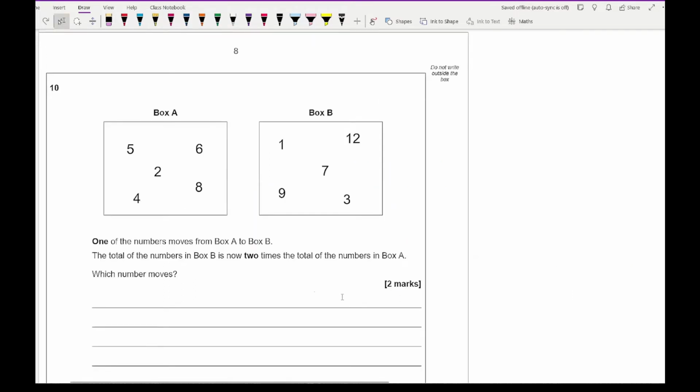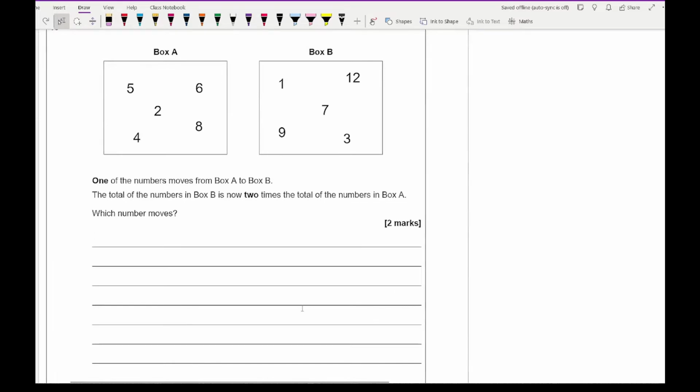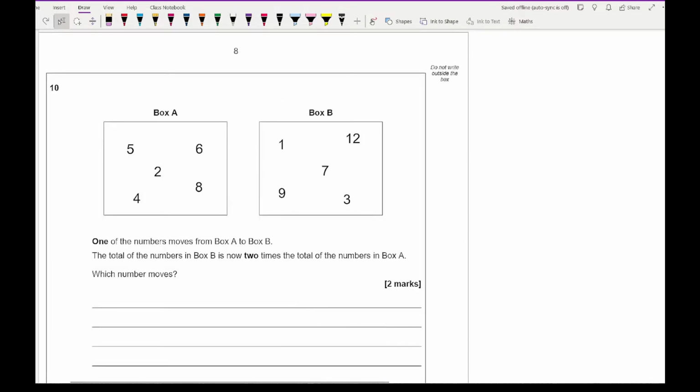Moving on to question 10, it says one of the numbers moves from box A to box B. The total of the numbers in box B is now 2 times the total in box A. Which number moves? Now there's going to be a couple of ways in which we could do this particular question.